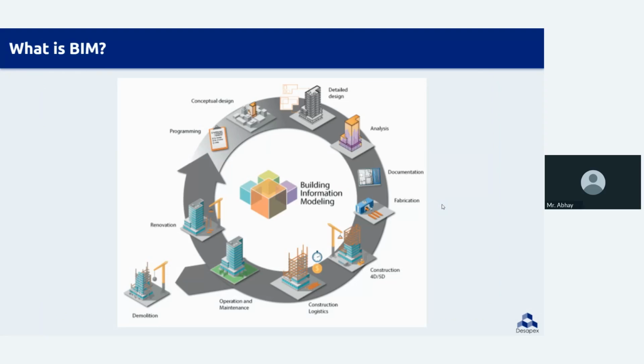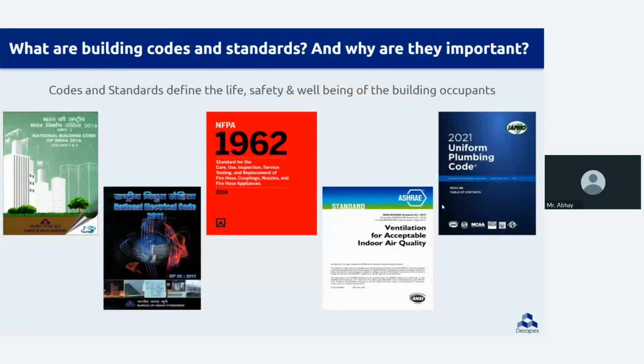So, what are building codes and standards, and why are they important? Codes and standards define the life safety and well-being of building occupants. Codes and standards change based on type of occupants, building height, region, and other factors. Even though most of the codes and standards are derived from the international code, based on the demography the codes are tweaked to serve the purpose, which we call local codes.